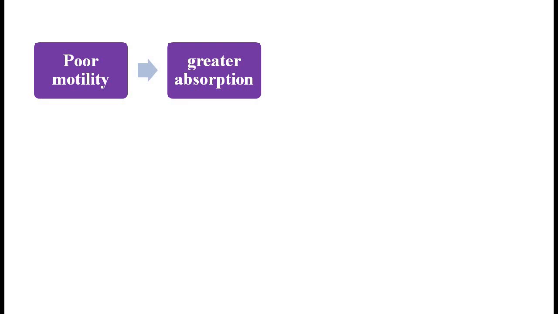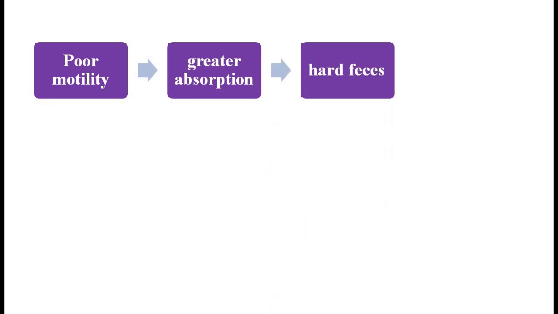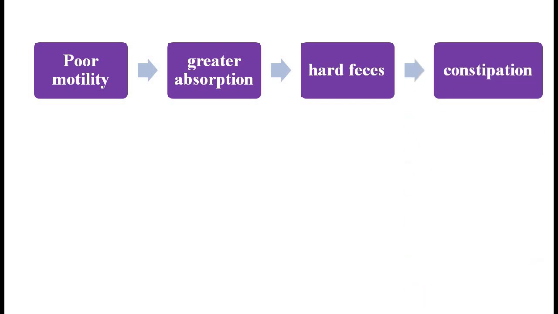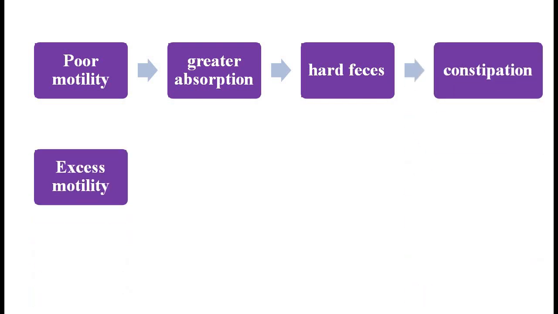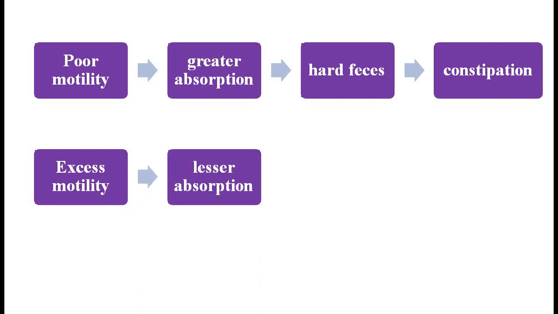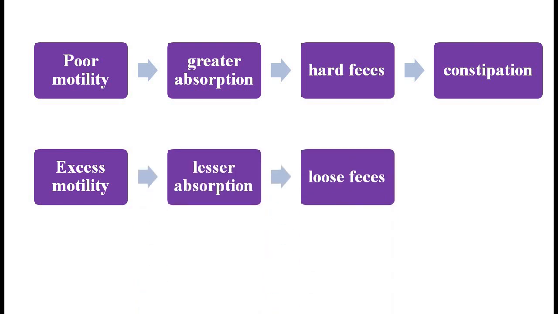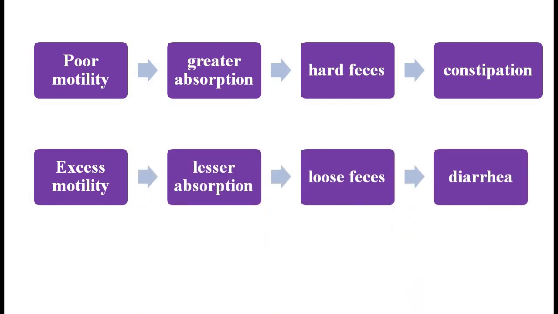Poor motility causes greater absorption, due to which hard feces are formed in transverse colon and causes constipation. Excess motility causes less absorption and results in loose feces called diarrhea.